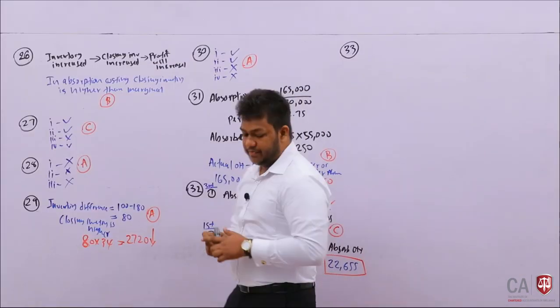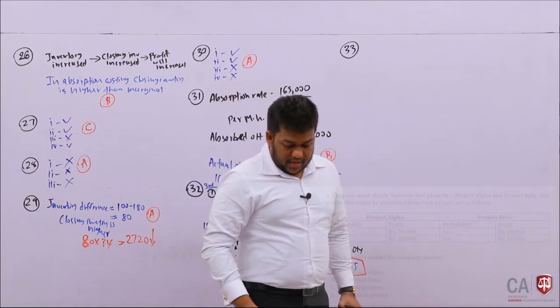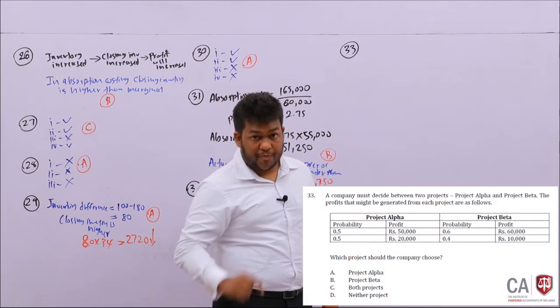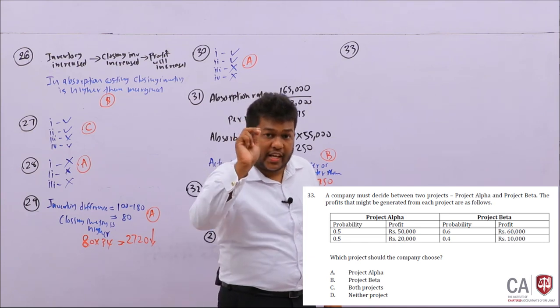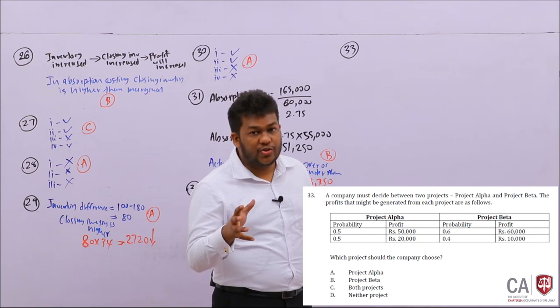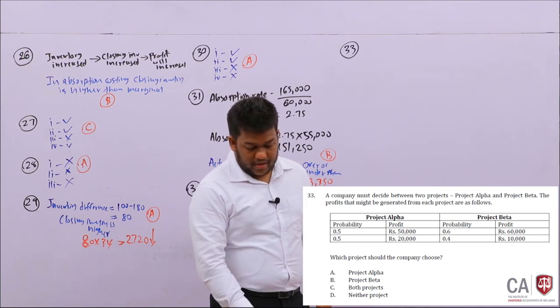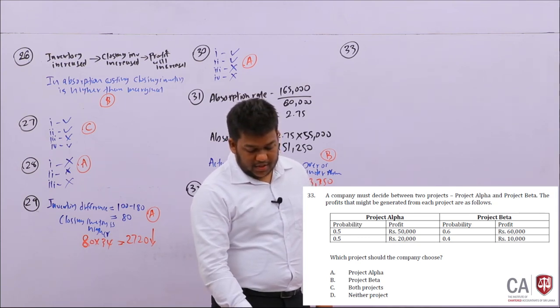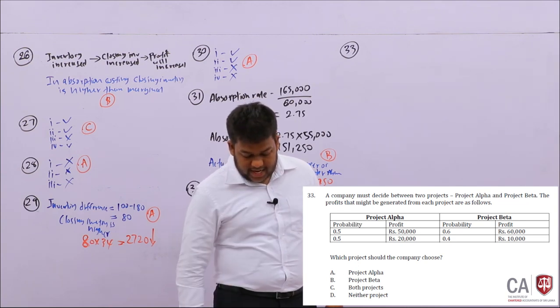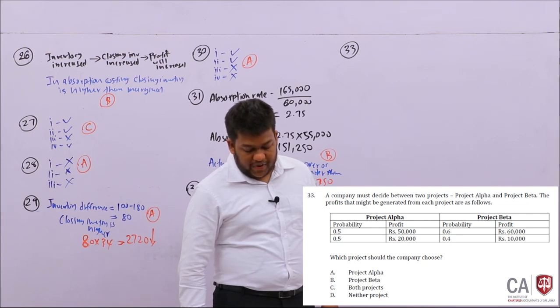Question 33. A company must decide between two projects. Between two projects means what? Mutually exclusive. So you have to choose only one. Between the two projects, project alpha and project beta, the profit that might be generated from each project is as follows. Probability given, profit given.